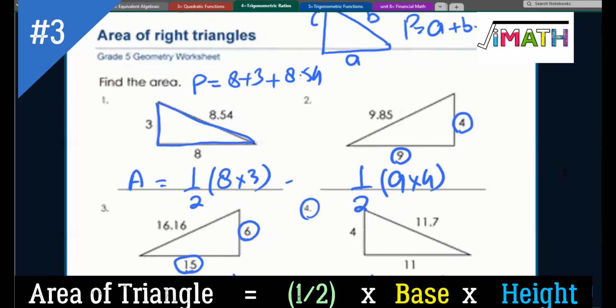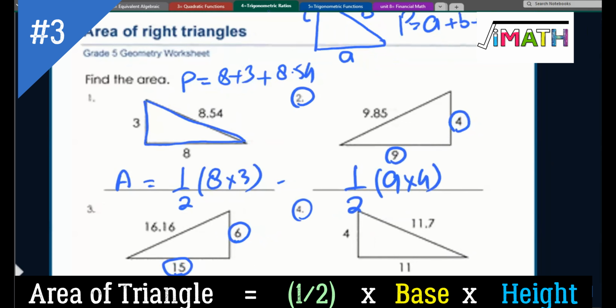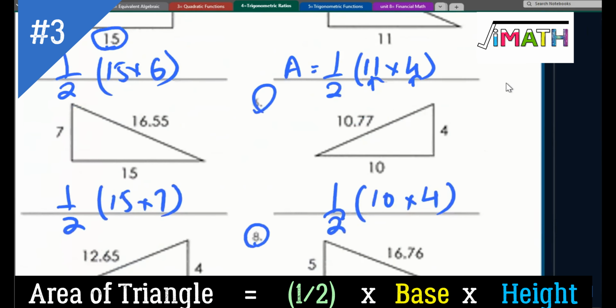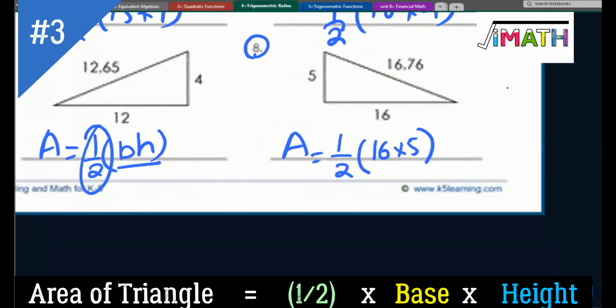So what do you think? What's going to be the perimeter of question two? 9 plus 4 plus 9.85. Perfect. And what do you think? What's going to be the perimeter of question 8? 16 plus 5 plus 16.76. Perfect.